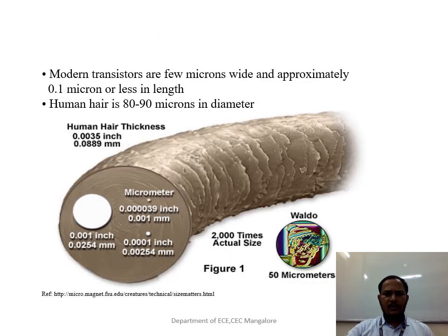The size of a modern transistor is around 0.1 micron or less. Now Intel has also found 5 nanometer technology, meaning transistor size is around 5 nanometers. A hair is around 80 to 90 microns in diameter, so can you compare that with this transistor size? This reduced size also reduces the area.